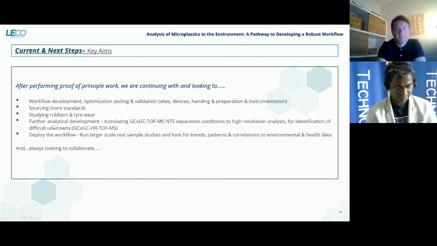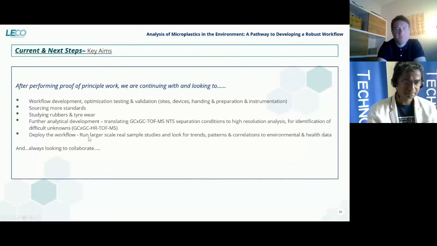Moving into looking at rubbers and tire wear, and this is a complex area as well, particularly difficult in terms of the sheer number of species and additives. Well, it's very important nonetheless to the library, as you saw in the contour plot, huge amount of features, many of which we believe come from rubbers and tire wear. Further analytical development, as I said, on the non-target screening, further optimizing separation conditions. And then knowing when we can deploy the workflow.